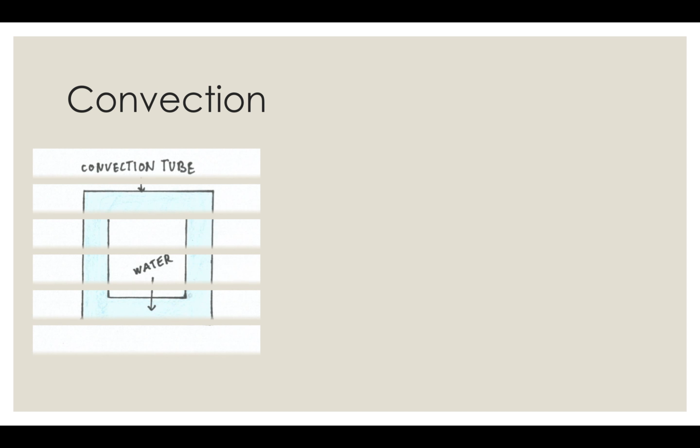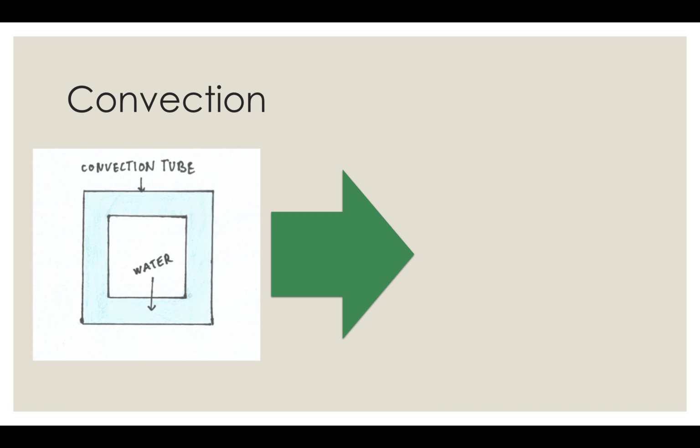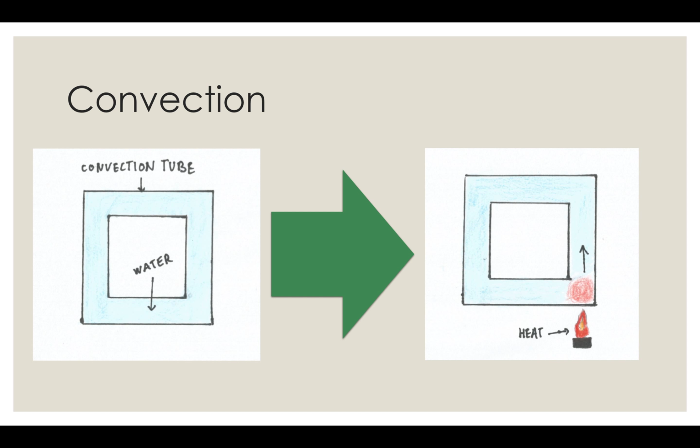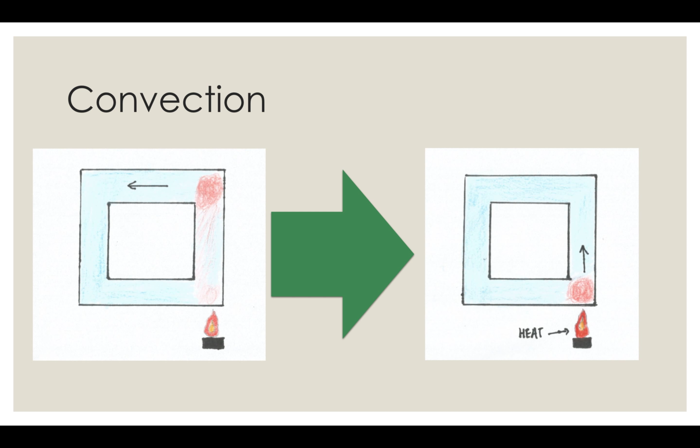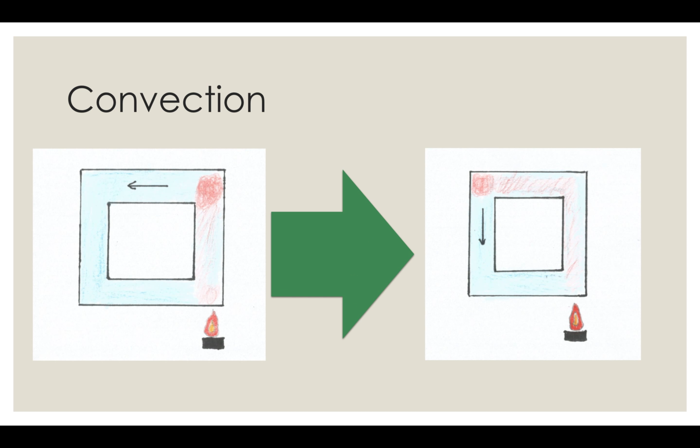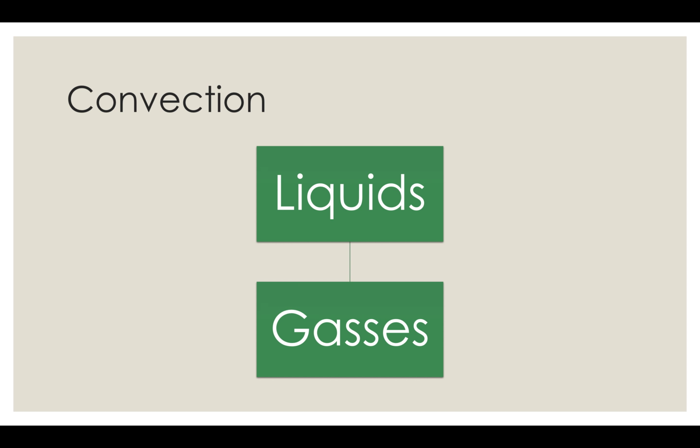Now let's move on to convection. The difference between convection and conduction is that convection happens with actual movement of molecules from a hotter region to a colder region. The movement of molecules creates convection currents. This process occurs only in liquids and gases.